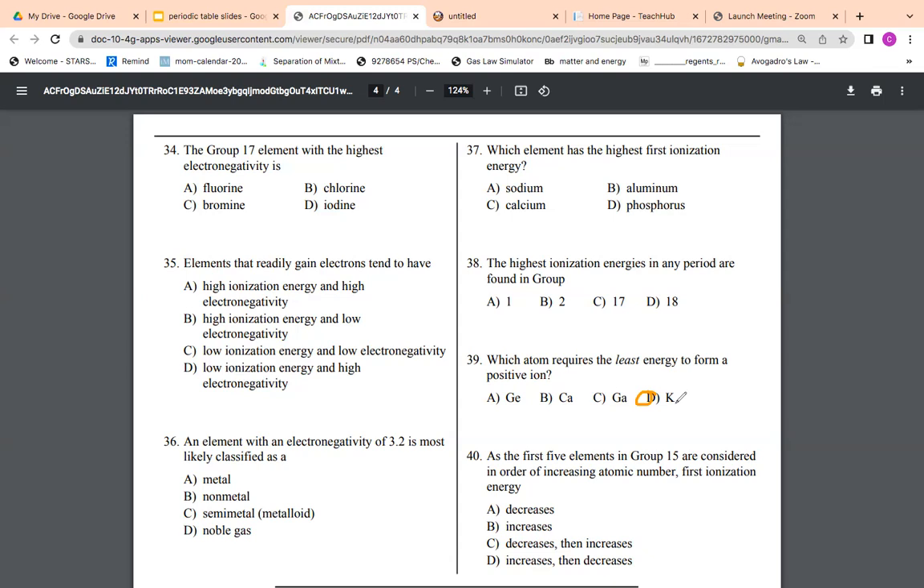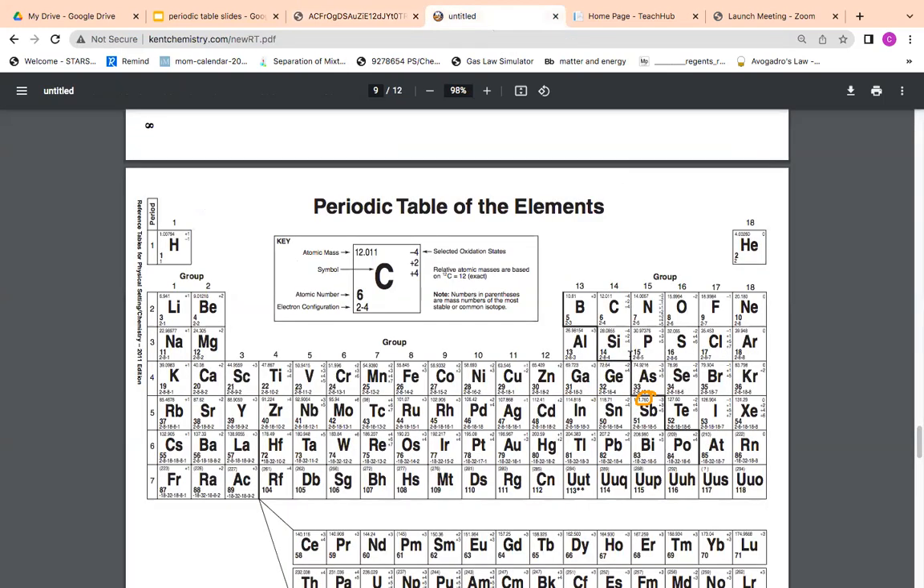Number 40. As the first 5 elements in group 15 are considered in order of increasing atomic number, first ionization energy does what? So again, let's go back. So again, they're asking us to compare the elements in group 15, okay, in order of increasing atomic number. So they're asking us, what is the trend going down? Now, what's the trend in ionization energy? So the ionization energy is going to go down.